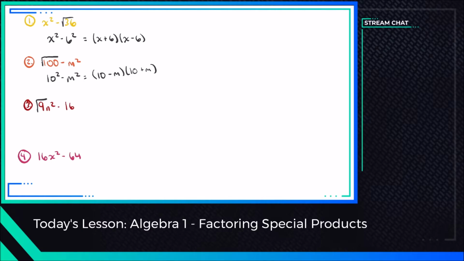You're going to have to take the square root of both of these, so that's going to be 3n squared minus 4 squared, and so that's going to be 3n minus 4 and 3n plus 4. Like I said, it doesn't matter the order you put the minus and the plus, that's just trivial. And then we're going to take the square root of both of these, so that's going to be 4x quantity squared minus 8 squared.